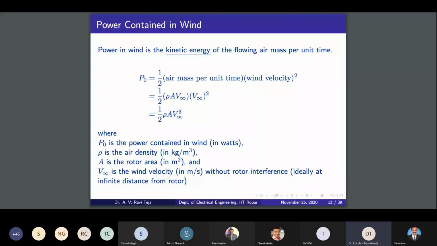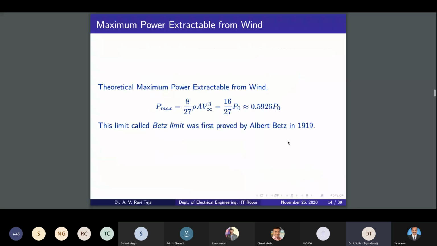So how much power from the available power in the wind can we extract? Can we extract 100%? If we extract 100%, then the kinetic energy of the wind becomes zero. Theoretically, it has been proved that we can extract only around 60%, about 0.59 of P naught. P naught is the power available in the wind. So this is the theoretical limit. This was first proved by Albert Betz in 1919, that you cannot extract all the power that is there in the wind. You can extract at max only 60% of it, and that too theoretically.